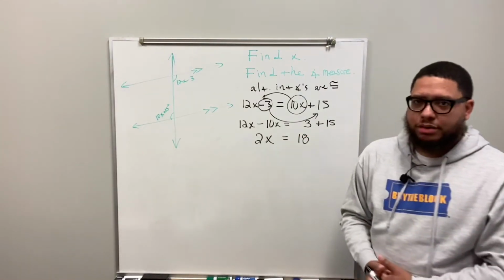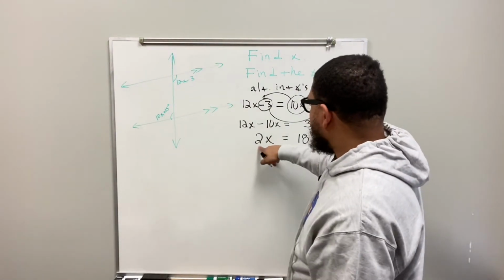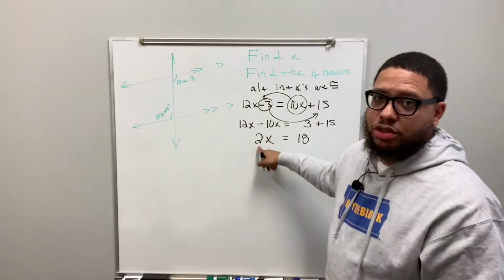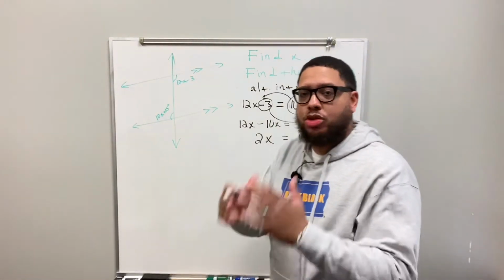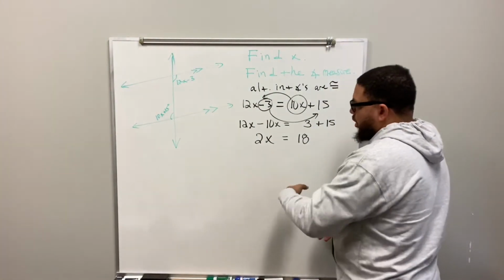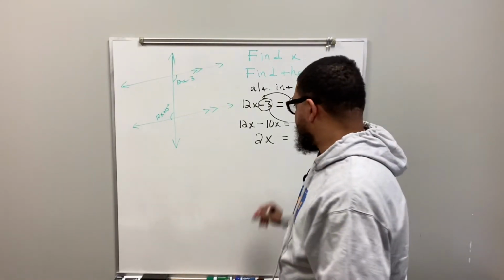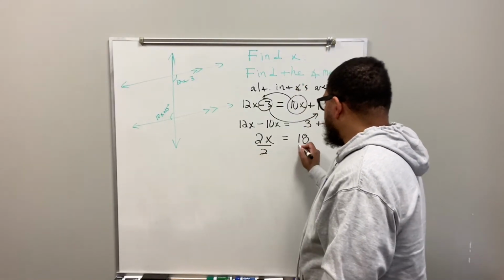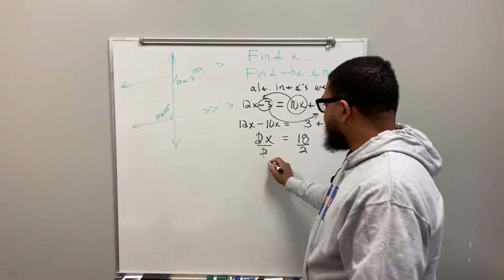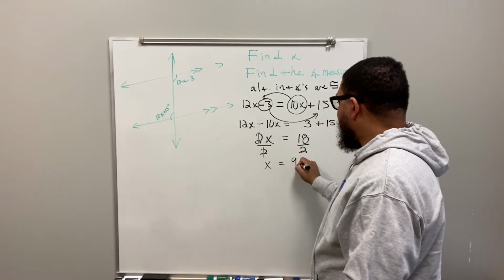Now I'm almost done. We're about to get to the finish line. Now, 2x equals 18. How do I get x by itself? I get rid of the 2. How do I get rid of the 2, though? You do the opposite operation from what the 2 and the x are doing. The 2 and the x are multiplying. So the opposite of multiplication is division. Divide by 2 on the left, divide by 2 on the right. 2 divided by 2 is 1. 1x is just x. Over here, 18 divided by 2 is 9.